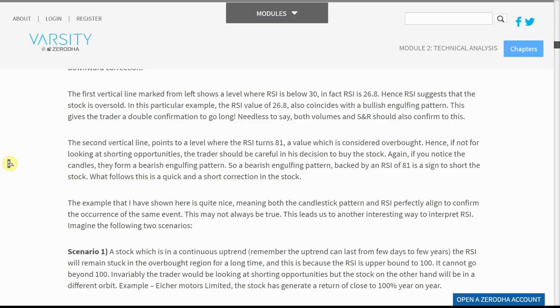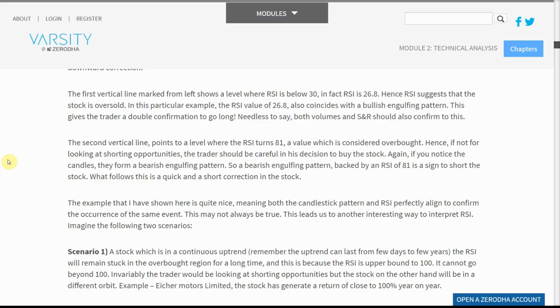The second vertical line points to a level where the RSI turns 81, a value which is considered overbought. Hence, if not looking at shorting opportunities, the trader should be careful in his decision to buy the stock. Again, if you notice the candles, they form a bearish engulfing pattern. So a bearish engulfing pattern, backed by an RSI of 81, is a sign to short the stock. What follows is a quick and short correction in the stock.